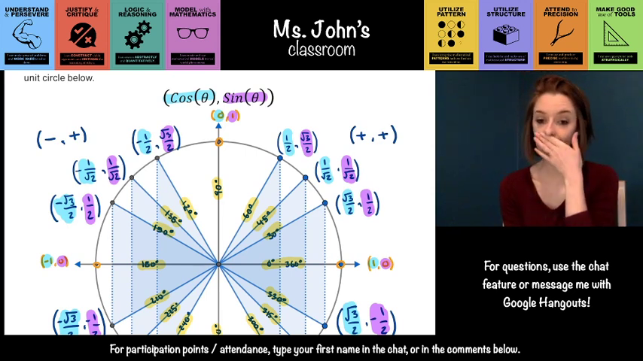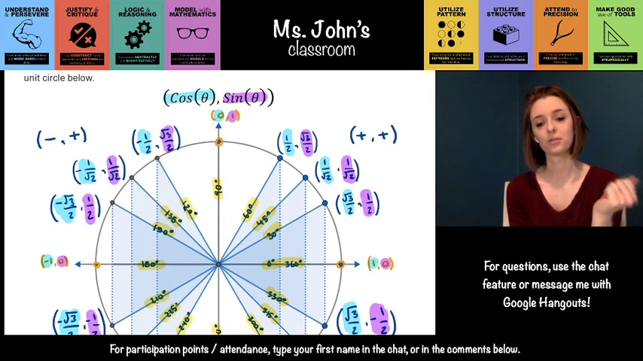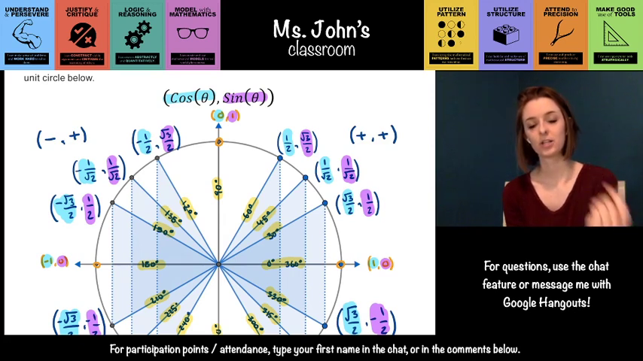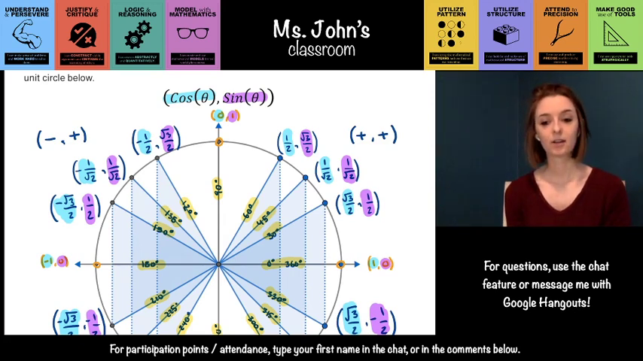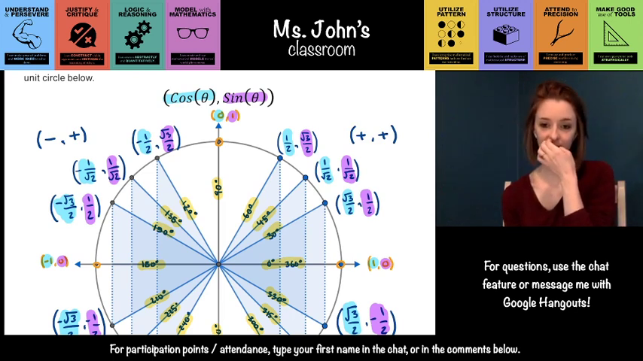Yeah, the only triangles that are in the unit circle are special right triangles, which is why there's only those angles. And honestly, those are the most common ones you'll ever see, the ones that are on the unit circle.